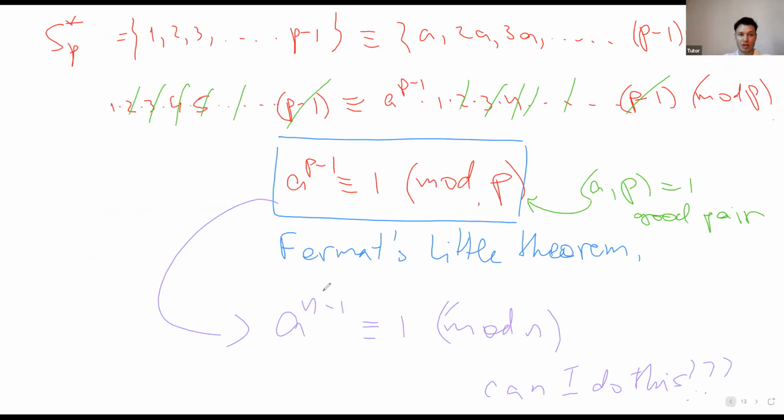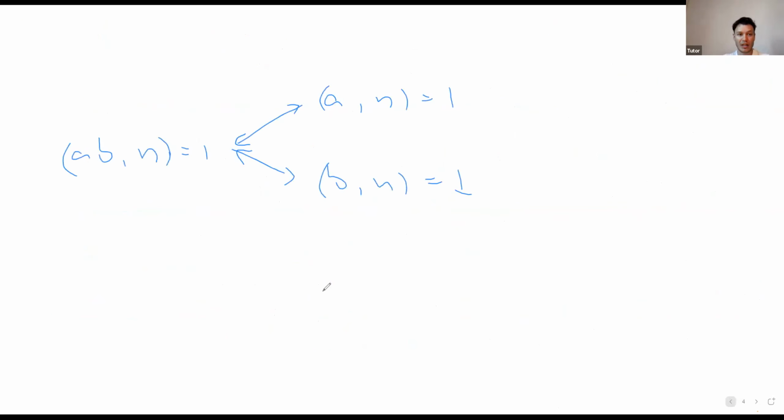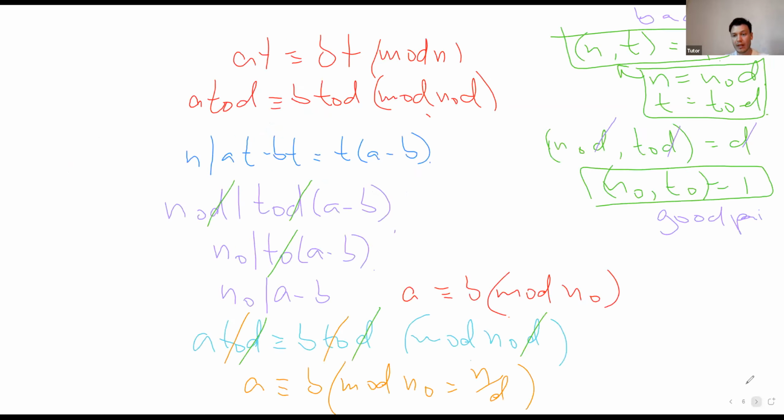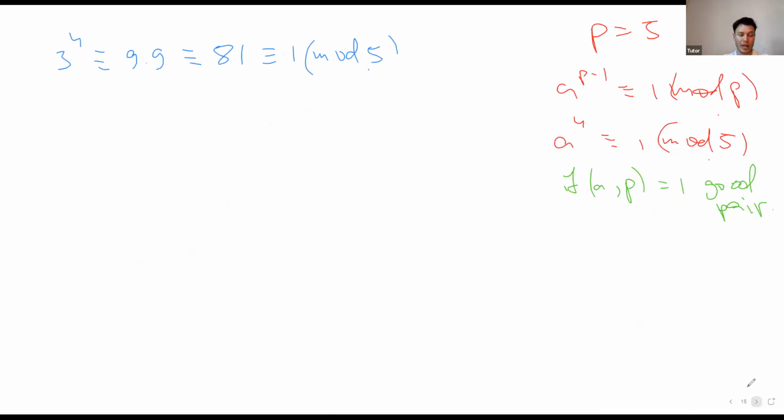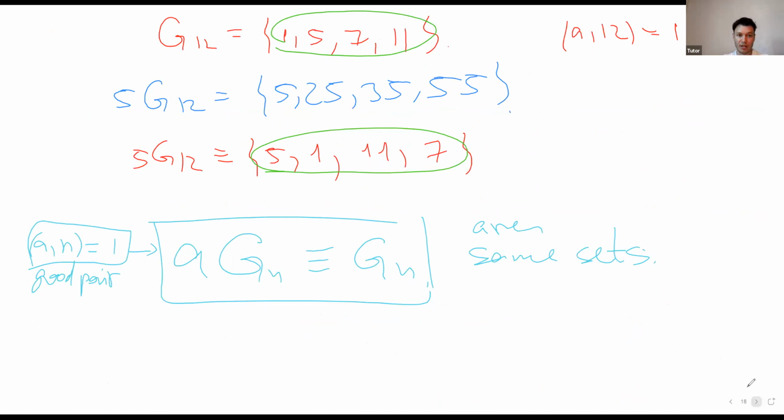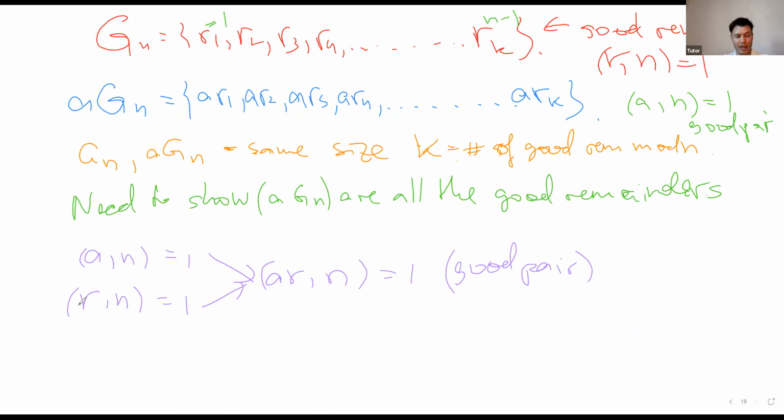Well, because we just used this theorem that we actually proved a while ago in the beginning, where if AB is relatively prime to N, it means A is relatively prime to N and B is relatively prime to N. And the other way also goes: if both A and B are relatively prime to N, then AB is relatively prime to N, right? So if I go all the way back to my property here, A is good to N, R is good to N, it means that AR is good to N. So all of these are good numbers.